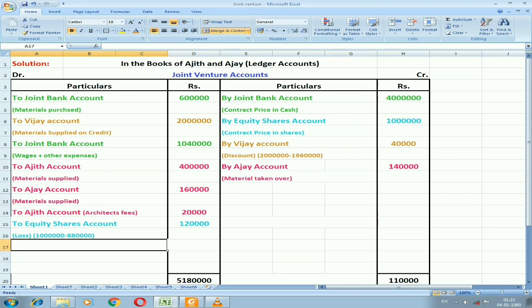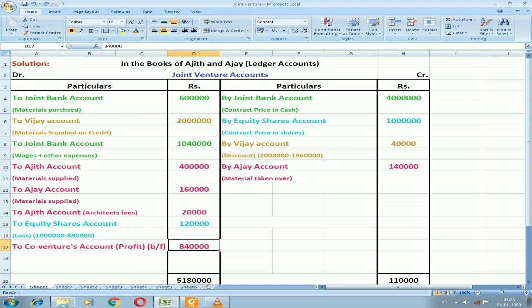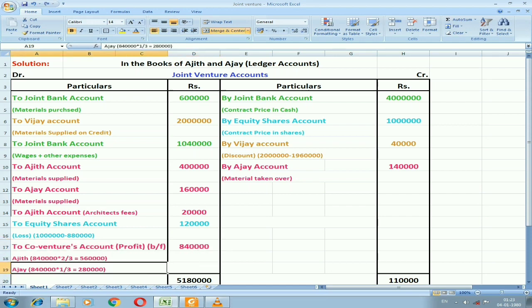51,80,000 is the credit side total. The same total we are supposed to record on the debit side. Profit will get 8,40,000. That will be distributed based on the ratio of 2:1. Ajit will get 5,60,000. Ajay will get 2,80,000. Please make a change on the credit side. We will have a total of 51,80,000.